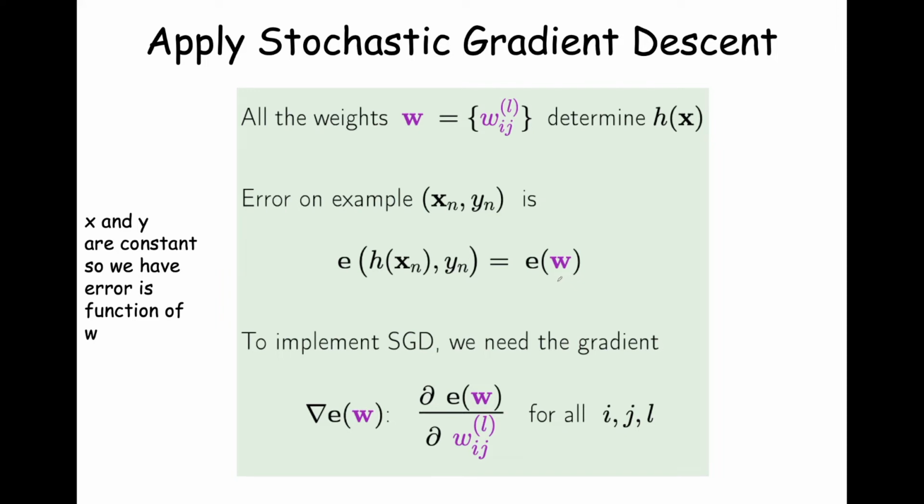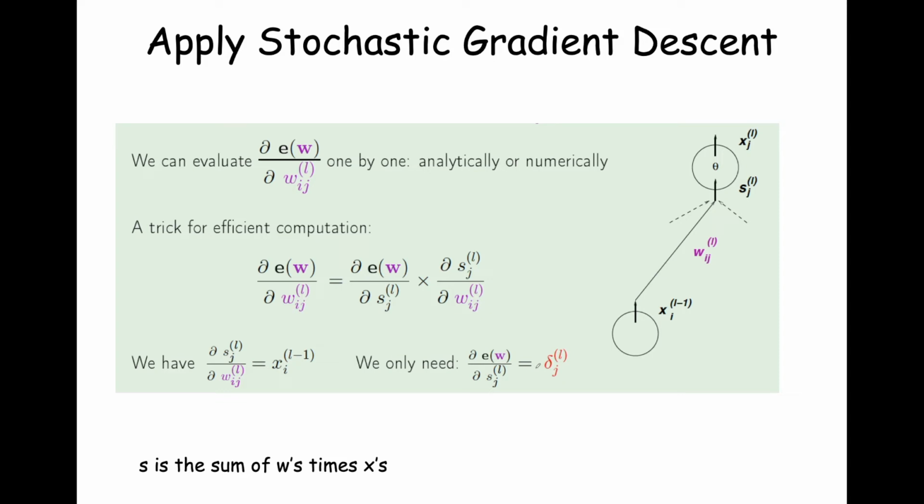Now, to implement stochastic gradient descent on our neural network, what we need then is the gradient of the error at the output, error with respect to your hypothesis and the unknown target function, with respect to each one of these parameters W, for all I, J, and L. So that's all inputs, all output nodes, and all layers. So that's going to be potentially a lot of calculation.